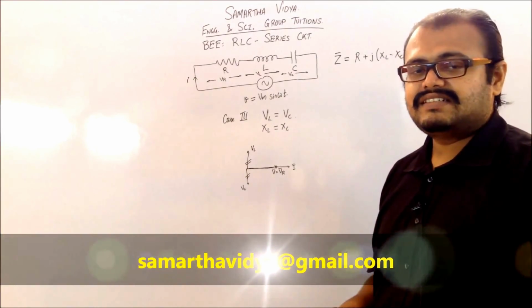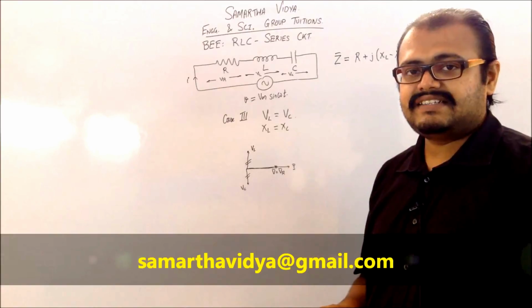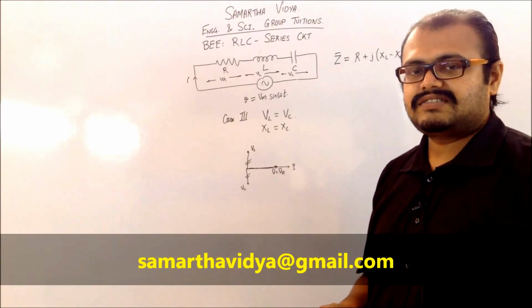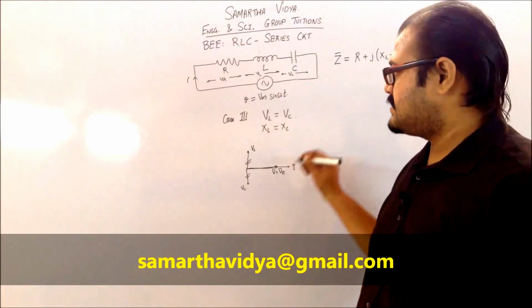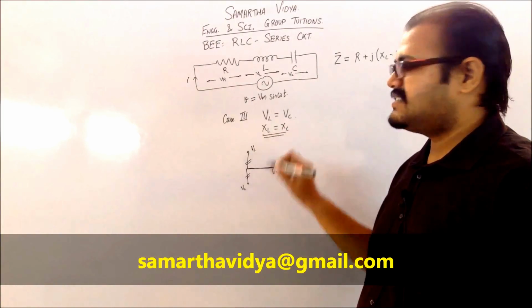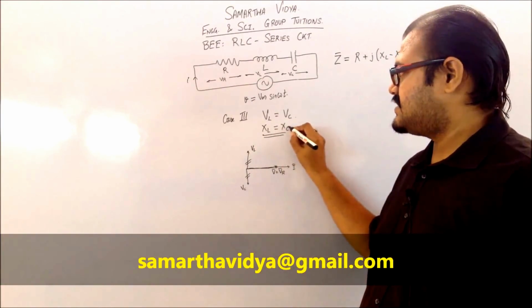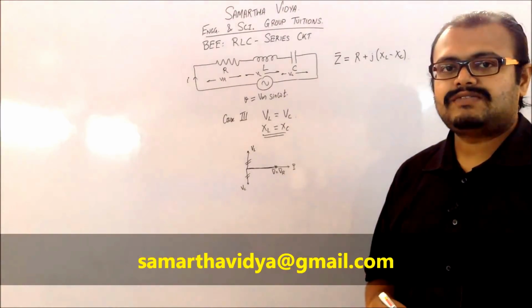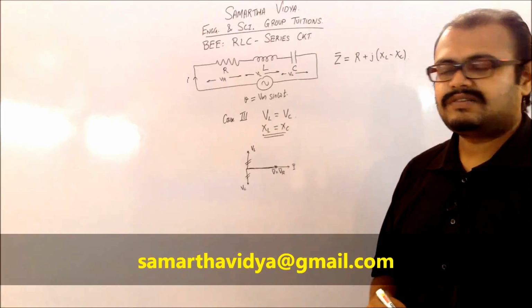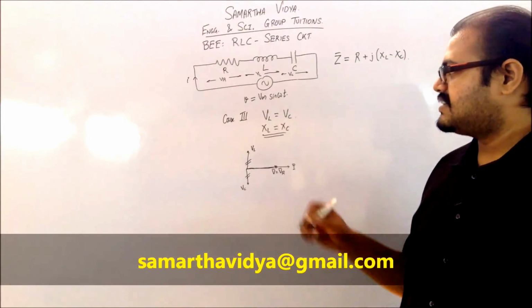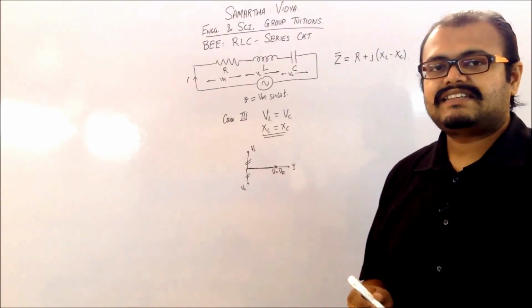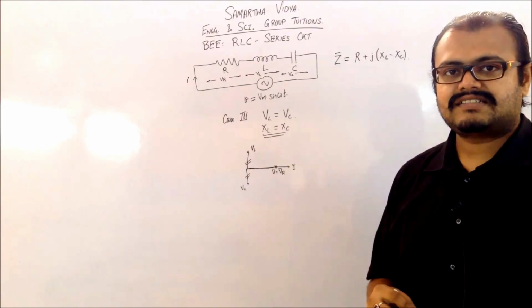Now this condition which we have just stated is called the condition for resonance. That means that whenever you have XL equal to XC, then there is a resonance occurring in the circuit. Now this particular condition, which is basically VL equal to VC, is nothing but your resonance condition.